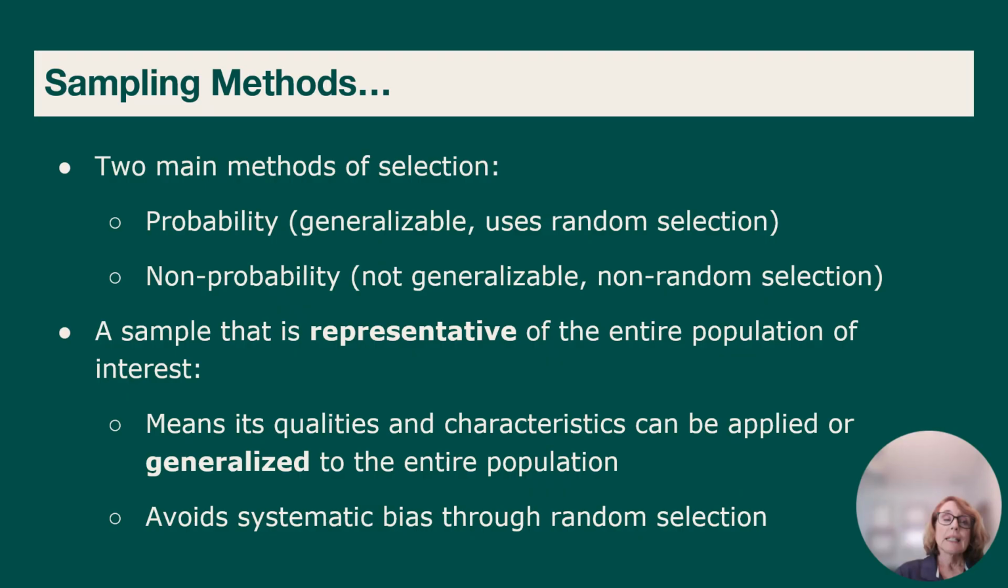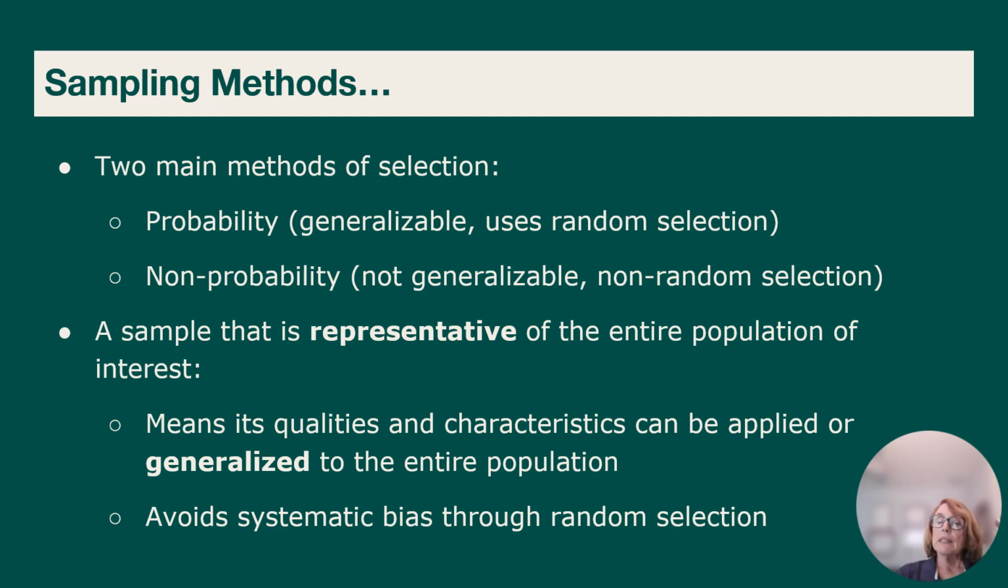Sample selection techniques. There are two main methods of selection, and they're broken down into whether they're probability or non-probability techniques. If you have a probability sample, the benefit is that it's generalizable, provided you've taken the correct number of elements from that population. It's generalizable to the population as a whole. And there's basically two requirements for that to be true.